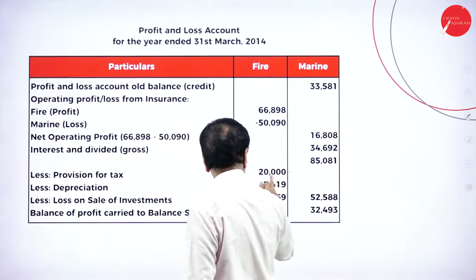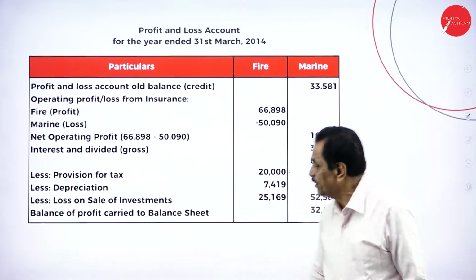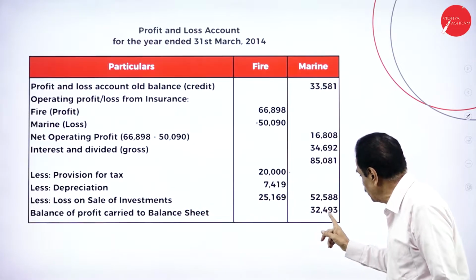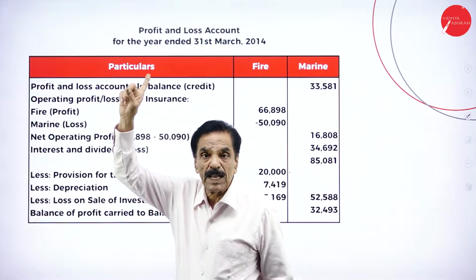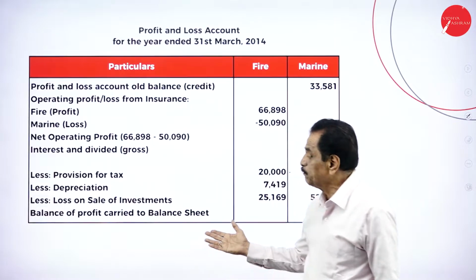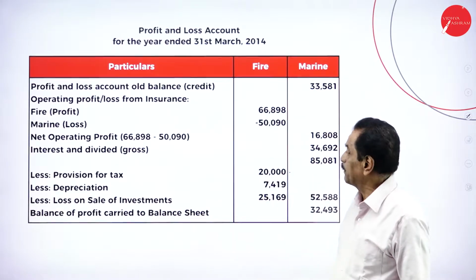Less provision for taxation should be deducted. Depreciation should be deducted. Loss on sale of investment should be deducted. The difference figure will come, 32,493. That will go to the balance sheet as a reserve. This is nothing but profit and loss account, reserve and surplus. That is nothing but the real surplus.